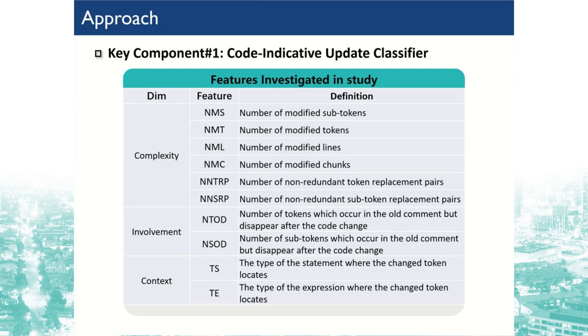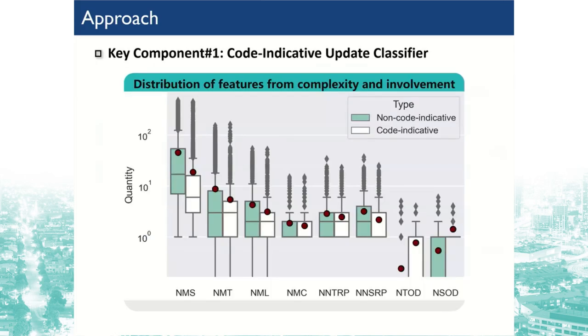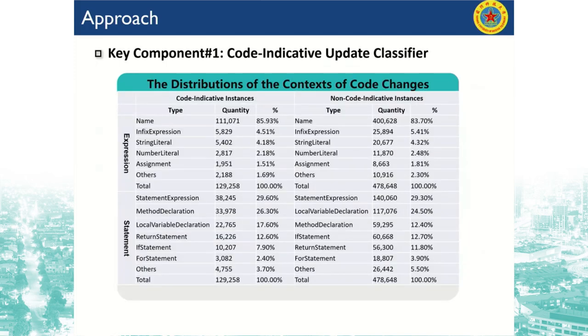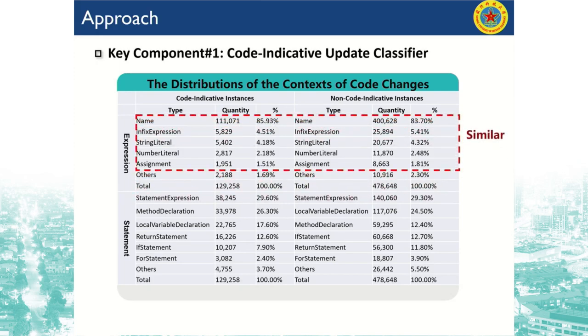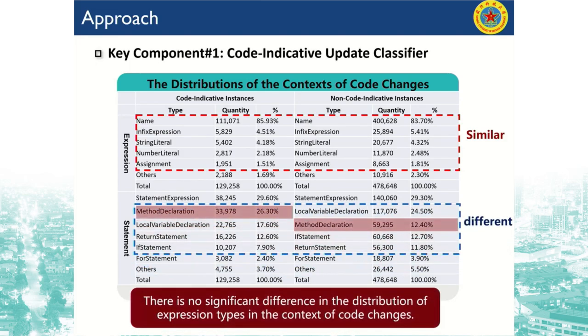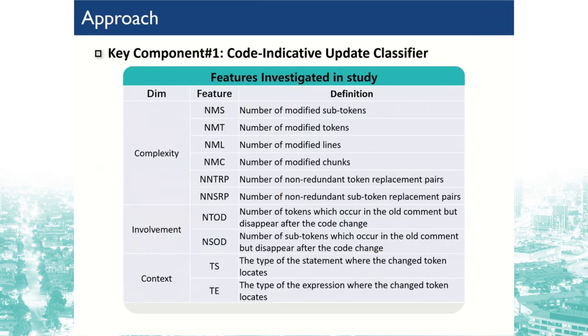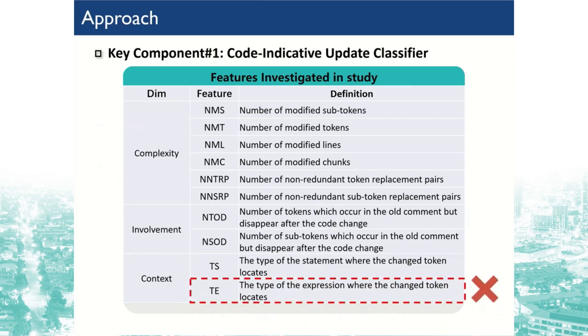For the code change context dimension, we investigate the type of statement and expression where a code change happens. This figure shows the distribution of eight features reflecting code change complexity and involvement. Results indicate that the distribution of values for all features varies across different types of comment update. We also investigate whether the context under which the code changes tend to trigger non-code indicative updates. This table shows the top five contexts where the code change happens and the corresponding proportions. We can see the proportion differences for expression types are negligible, but when it comes to statement types, the difference becomes apparent. Hence, we discarded the last feature and used the first nine features in this table as features of the classifier.